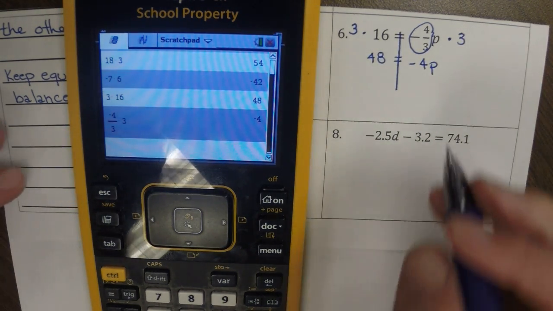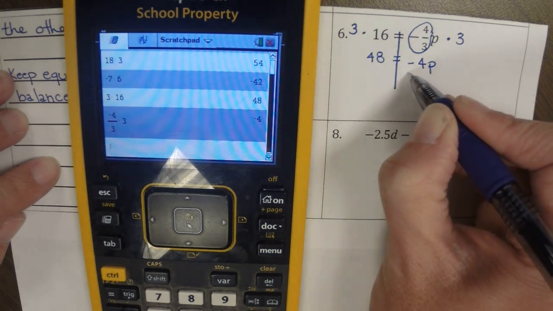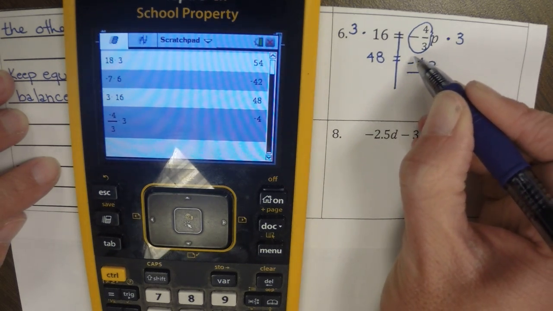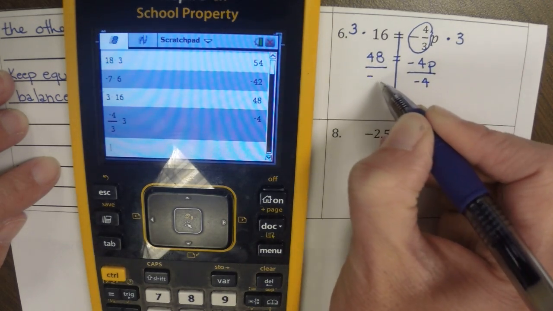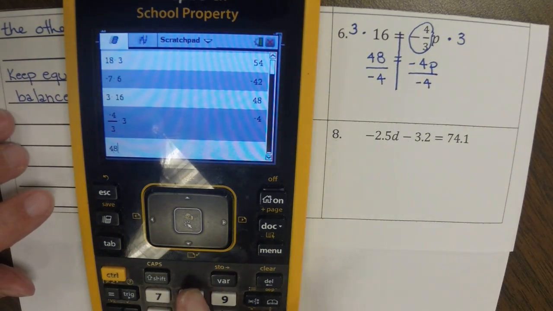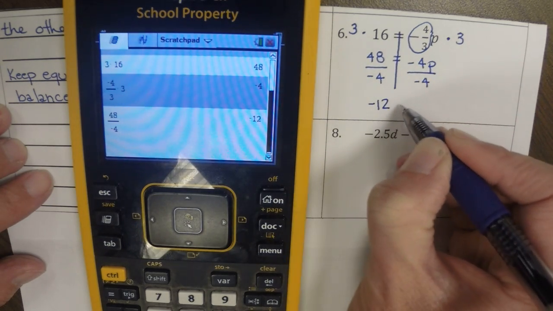From here, this should look familiar. Side by side means multiply, so the opposite is to divide. And we divide by whatever number is in front. So negative 4 divided by negative 4. Then 48 divided by negative 4, I would get a solution of negative 12.